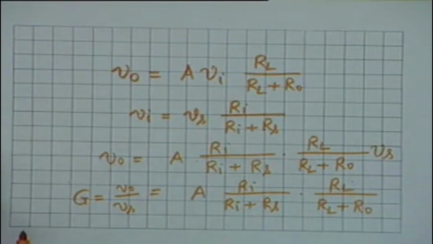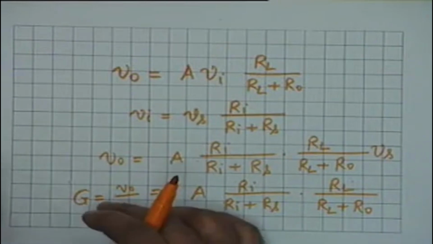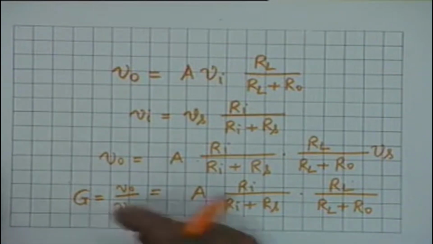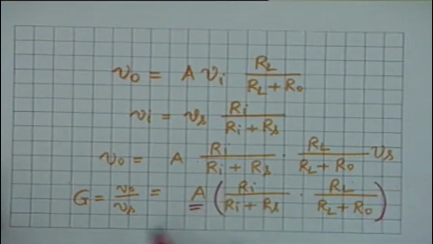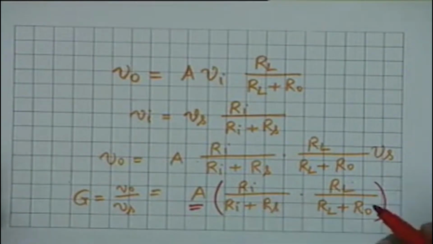This is the expression for the gain in a real amplifier. How is this gain modified? If the amplifier was ideal, then the gain would have been simply capital A. All right. Ideal means what? Ri goes to infinity, so infinity divided by infinity becomes 1, and R0 becomes equal to 0, so RL divided by RL, that also becomes equal to 1. All right. So, in a real amplifier, the gain shall always be reduced as compared to the ideal case, and a real shall approach an ideal.